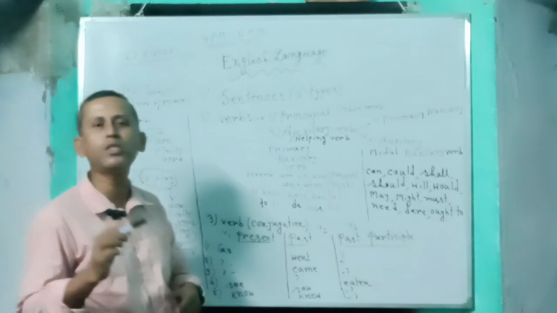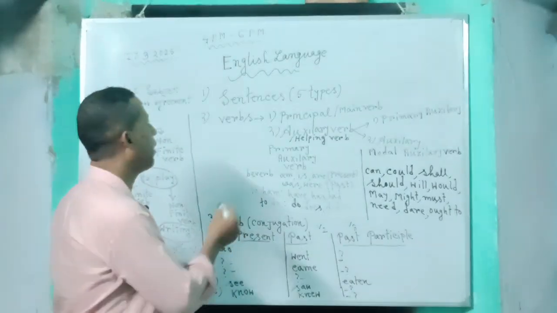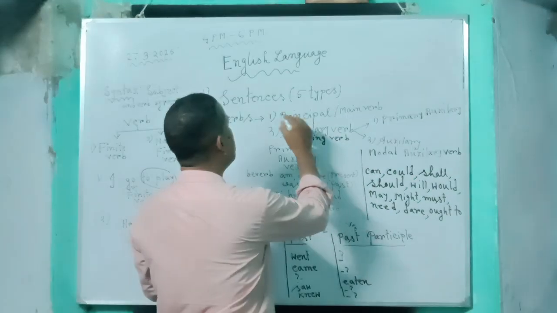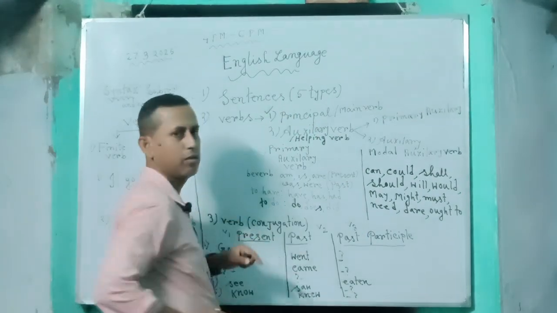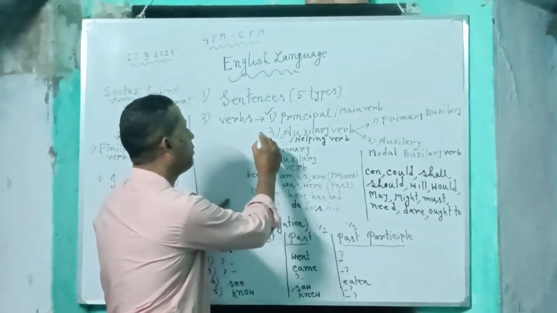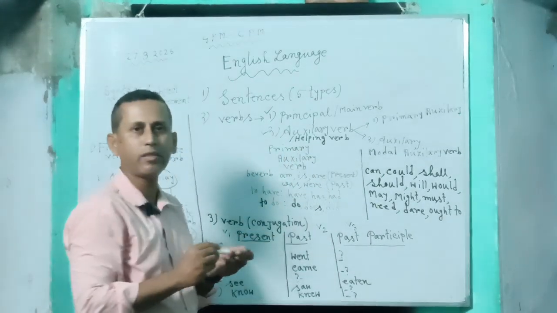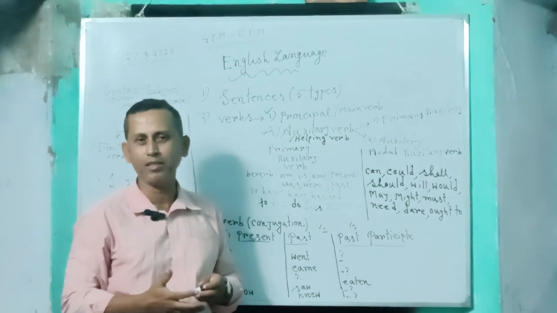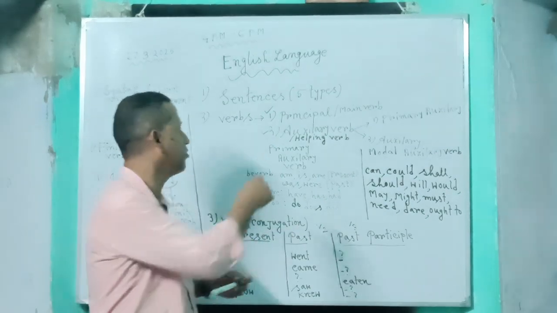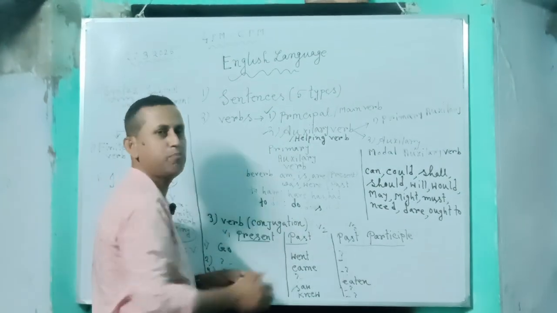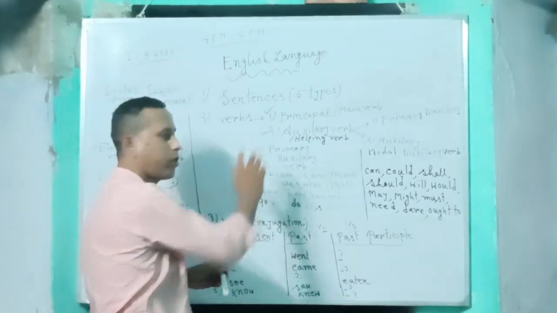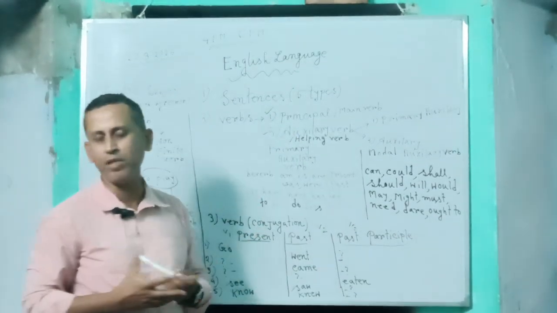Verbs are of two types. Number one is the principal verb or main verb. Number two is the auxiliary verb or helping verb. We know that if I help another, I am the helping man. So that is why the auxiliary verb is very important in English grammar. It is very important. But why the auxiliary verb?